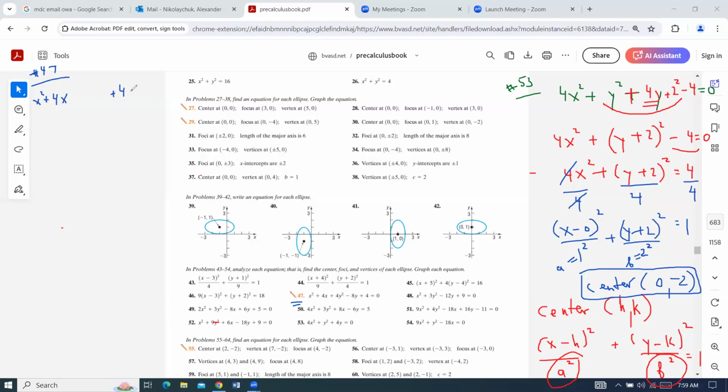4y squared minus, actually, let me not hurry, let me just copy this whole thing. So plus 4y squared and minus 8y. And then finally, there is number plus 4 at the end, and this is equal to 0.